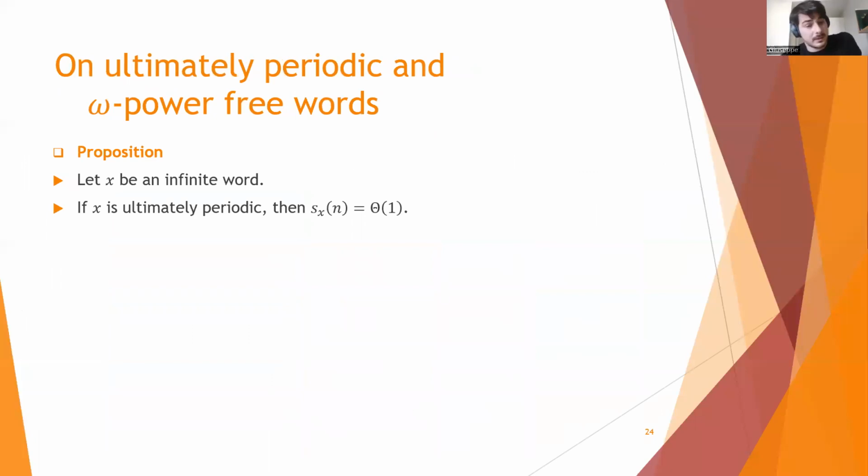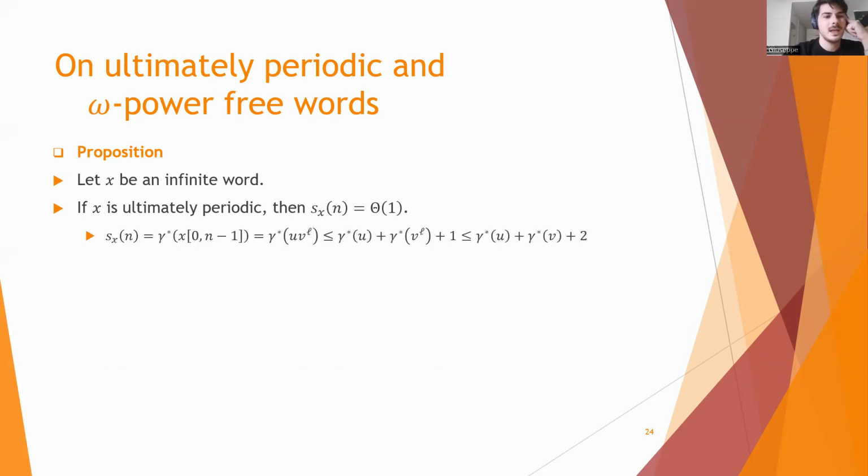One last thing on this part is that we also considered other words with string attractor profile function bounded by a constant. In fact, if x is ultimately periodic, which didn't fall in any of the cases before, the string attractor profile function is also bounded by a constant. This comes from the properties that we have mentioned before with respect to the concatenation and the power of a word.